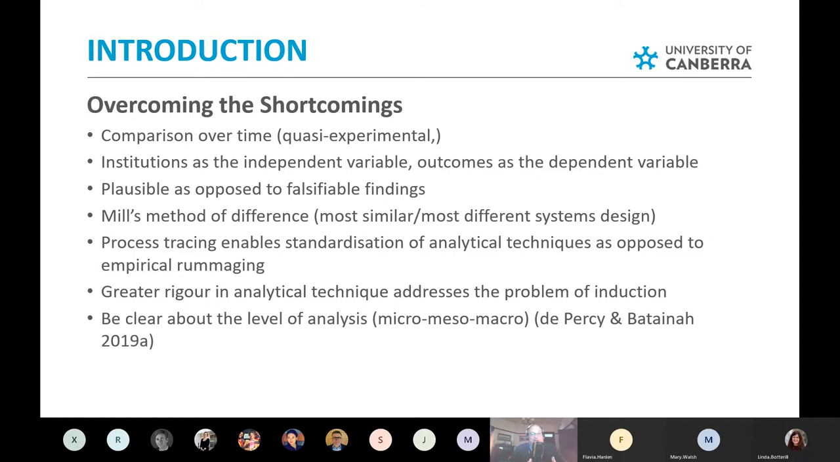So Mill's method of difference can be quite useful in terms of a most similar and most different systems design. As an example, you can look to Australia and Canada as great examples of similar countries where we can hold most other things to be similar, as in culture and history and political systems and so on, whereas we can then look to the differences in whether it's the institutions or constitutions or whatever it is we're looking at.